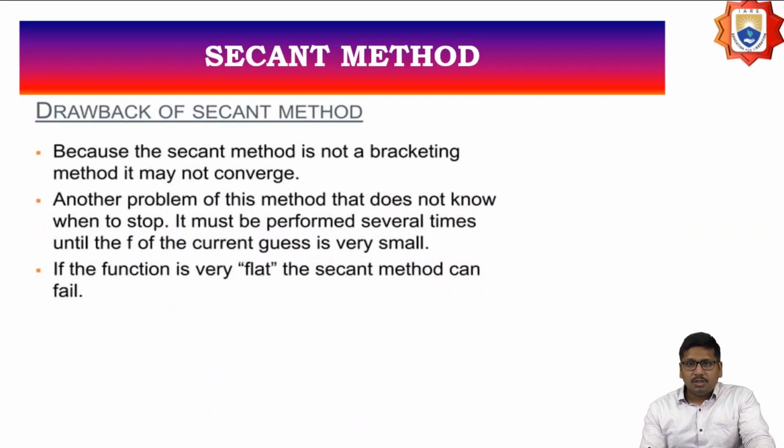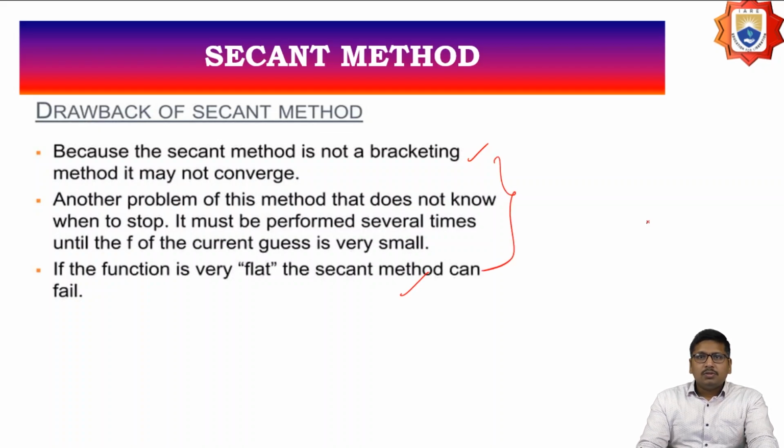And when it comes to the disadvantages of this, this method is not a bracketing method, so it may not converge. Another problem of this method is that it does not know when to stop. It must be performed several times until the current guess is very small, and if the function is very flat, the secant method can also fail.